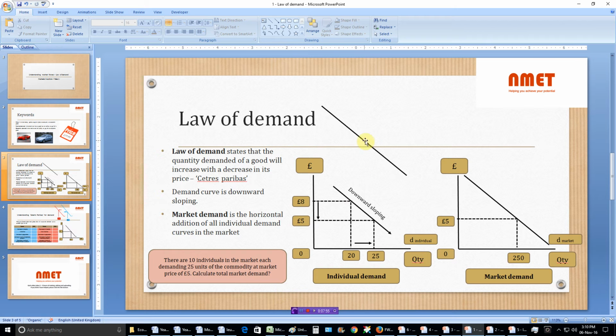Okay, are we happy with this? This line is probably to show that all the individual demand curves have been added. So what I could have done is, at that point I could have drawn 10 different individual diagrams, each showing 25 units with 5. Okay?